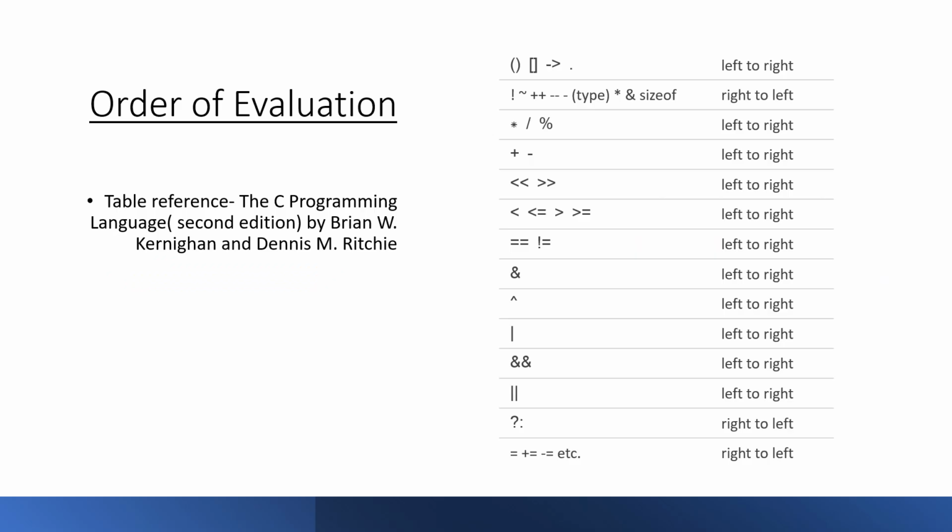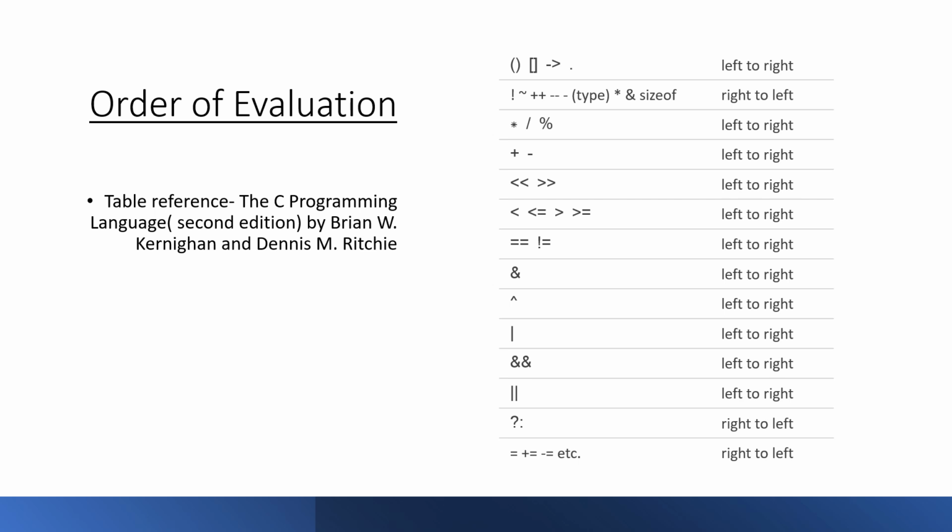We now come to the order of evaluation. Like we had previously studied about the operators, now we study in what order they will get evaluated. First we have the brackets, which will be evaluated from left to right, that is from the round brackets to the square brackets, then to the curly brackets, etc.